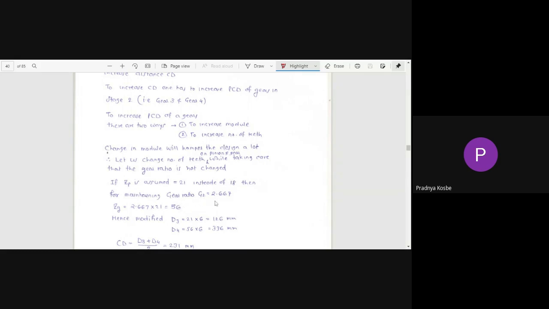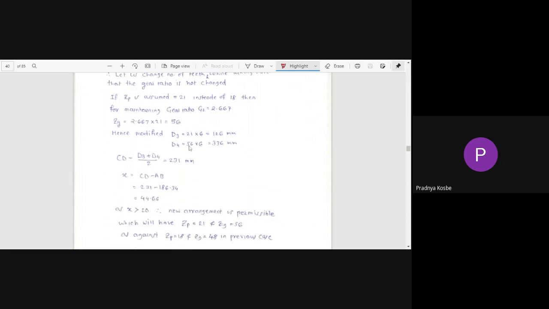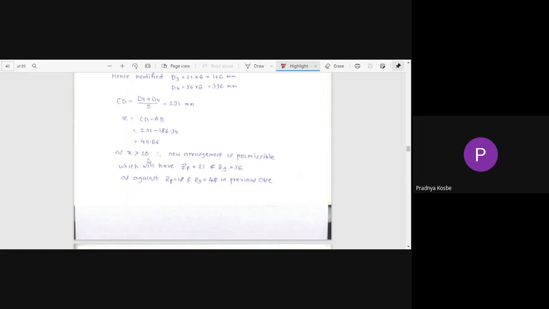And for maintaining the gear ratio, what is the gear ratio for stage 1? It is 3.6 something, and for stage 2 it is 2.667. So from this it is 56. So hence modified D3 is 126 and D4 is 336. And again x, that is the distance between stage 2 gear and output shaft, x is equal to CD minus AB, is 44.636. So x is greater than 20. So this new arrangement is permissible.